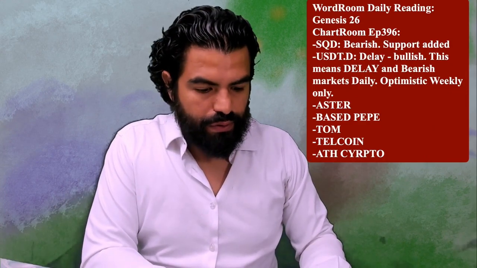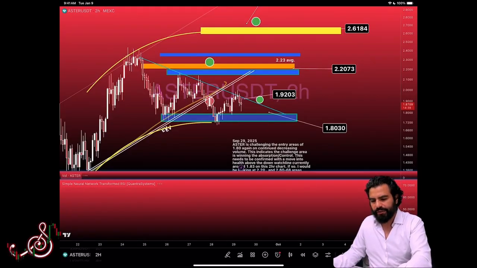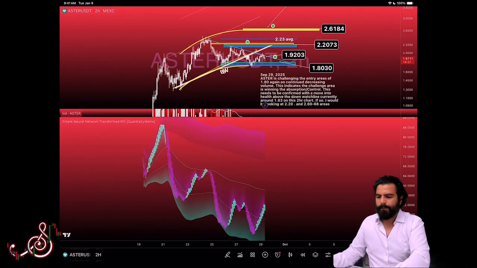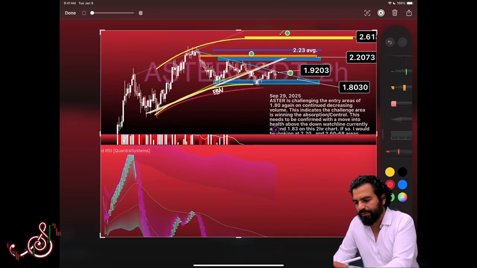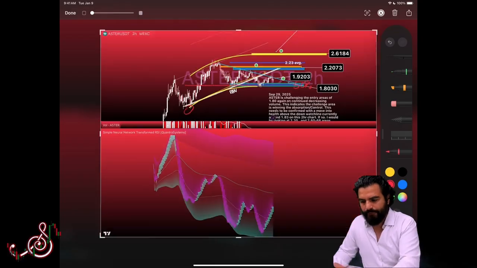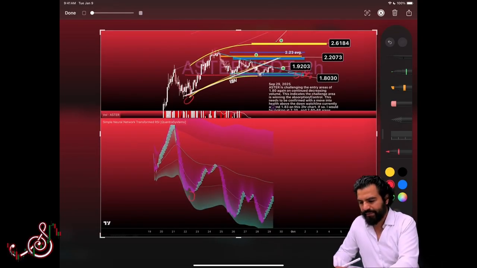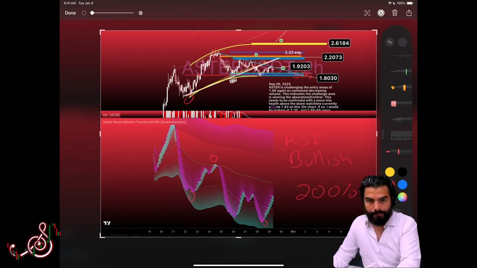Next breakout, 192. Signs of absorption. To remind you guys, what I'm seeing in the RSI is bullish for ASTER. Very bullish RSI. A lot of fight to the upside. Price has only pulled back approximately 50%. RSI pulling back in the same areas over 200%. RSI bullish, price.